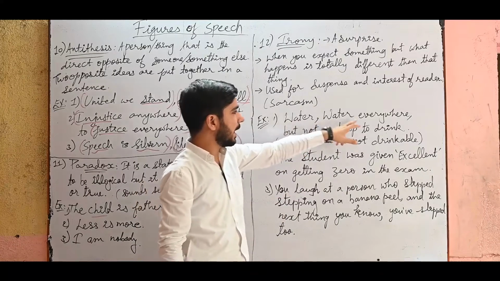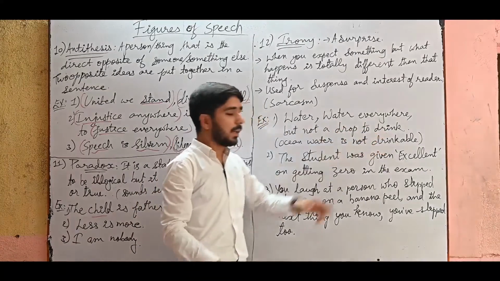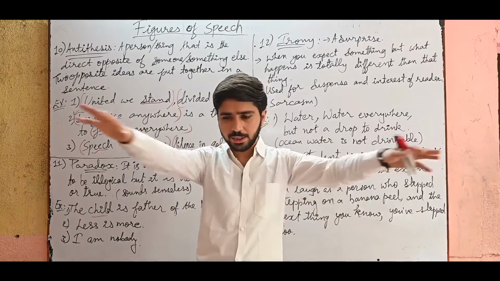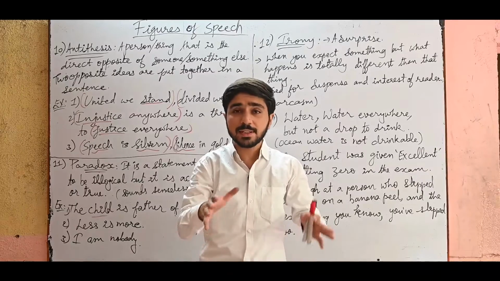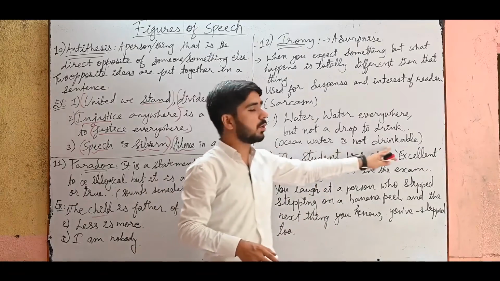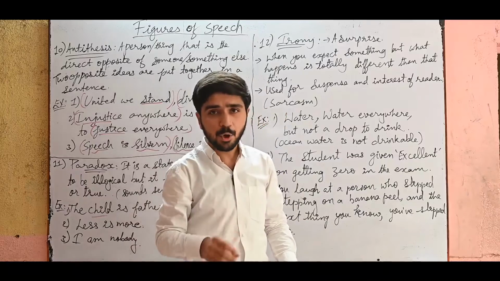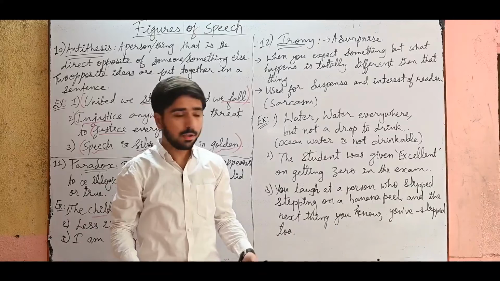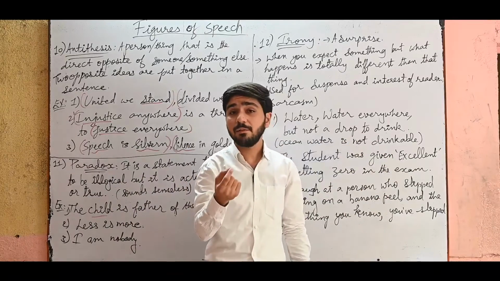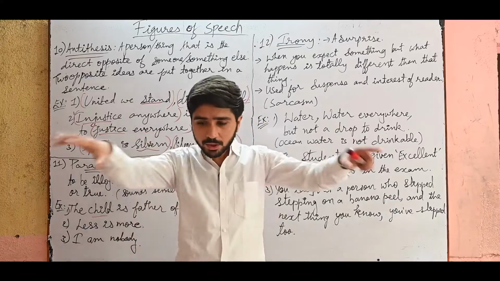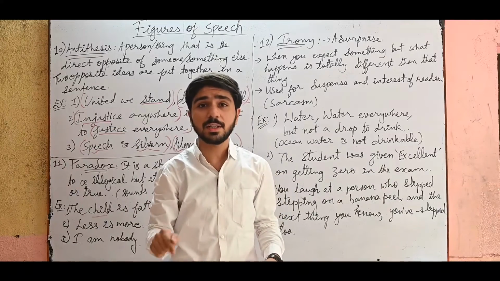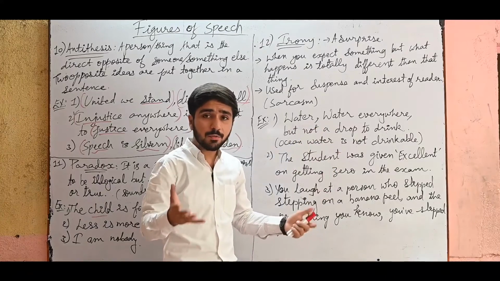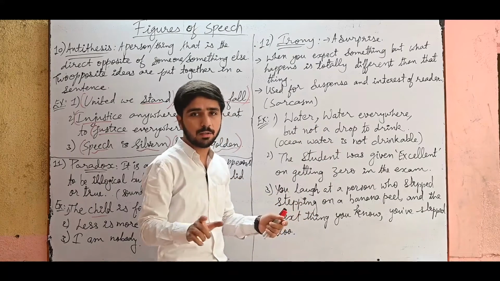See, water everywhere, but not a drop to drink. Now, a person is in the middle of the ocean, in a boat, and everywhere surrounding is water. But ocean water is not drinkable, it is salty, it is impure, so we cannot drink ocean water. So he has a lot of water, but not a drop to drink. He has a lot of water around him, but he cannot drink it because it is not drinkable. So that is irony.